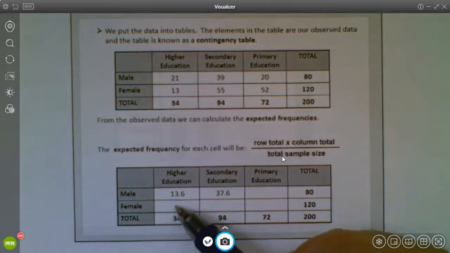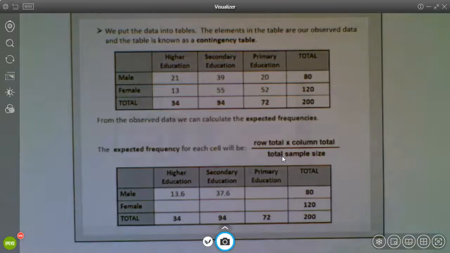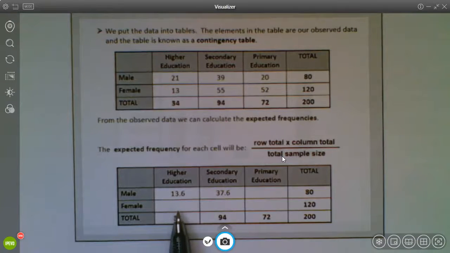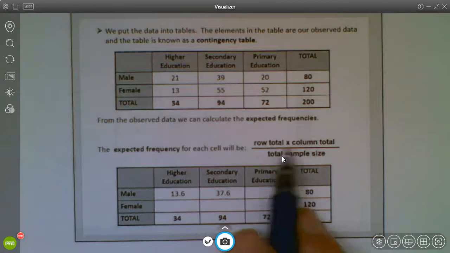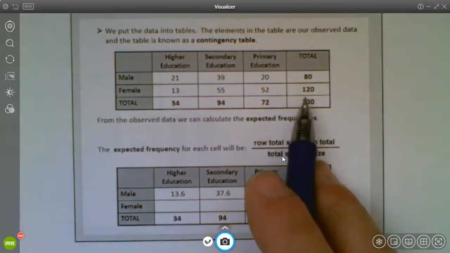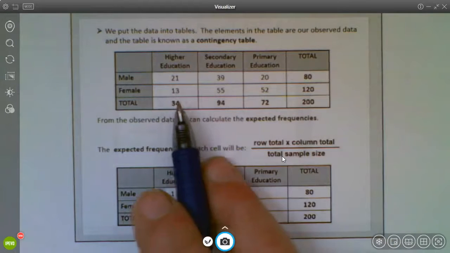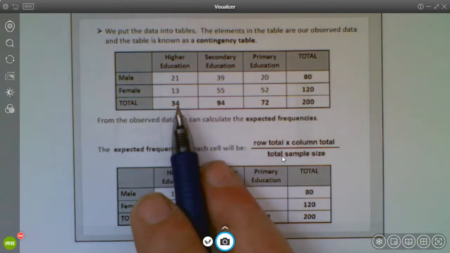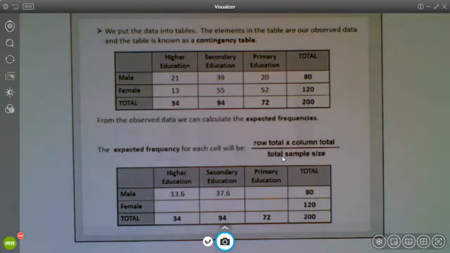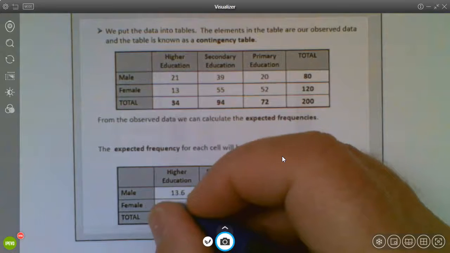All right, let's just try it for one of these guys. So let's look at females in higher education. So if I had a group of 200 teachers, how many of those 200 would I expect to be females teaching higher education? So we take, again, this is just going into this basic formula. So for females, we got 120 times 34, because this is higher education, and then divided by 200. So let's see what we got here. So if I did 120 times 34 divided by 200, we're looking at 20.4 as our expected frequency.